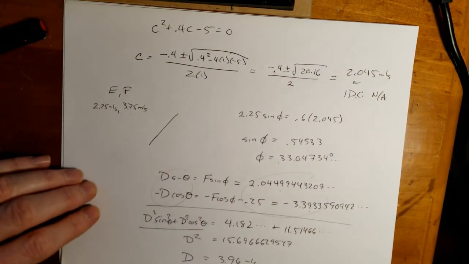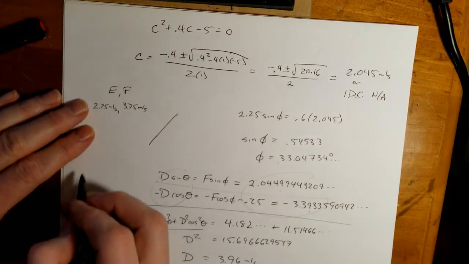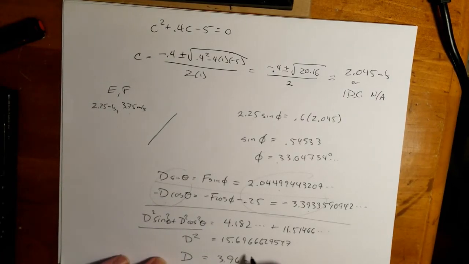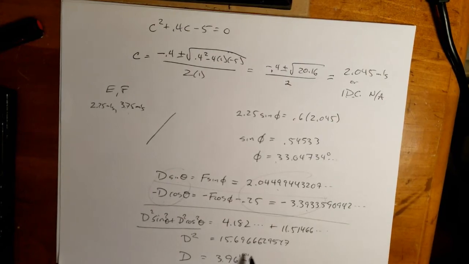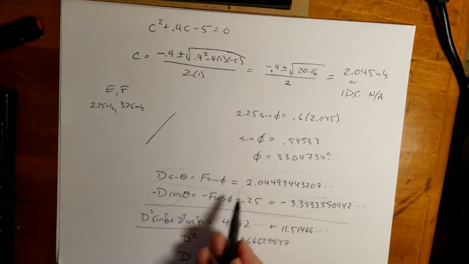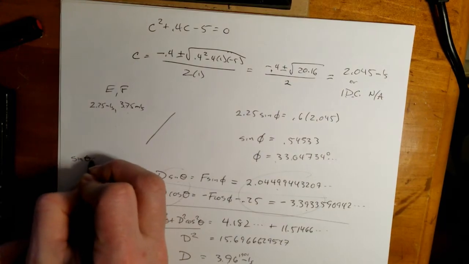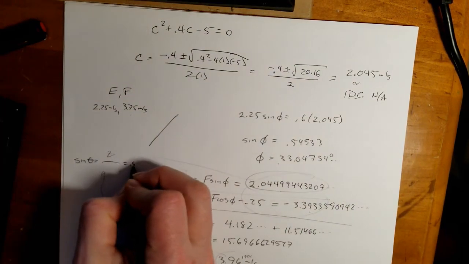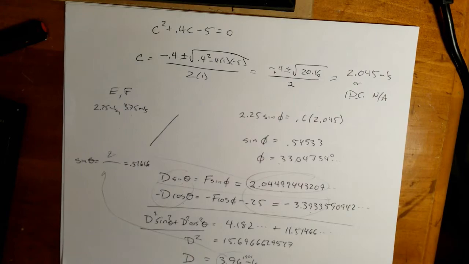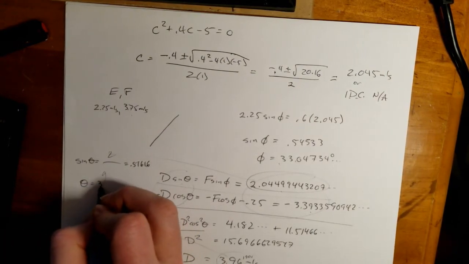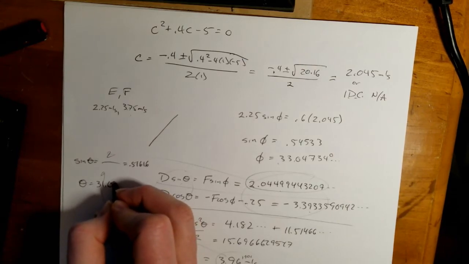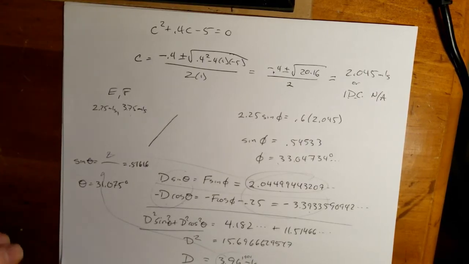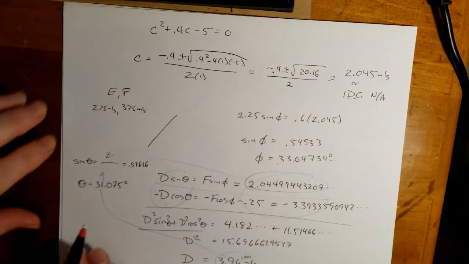To find theta, I have this equation right here. So 3.96, this number, times the sine of theta is equal to that. So sine of theta is just this big number divided by this number, which is 0.51616. Do an arc sine, and so theta is 31.075 degrees.